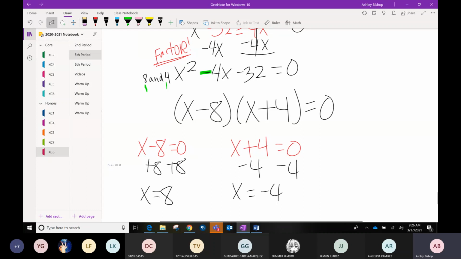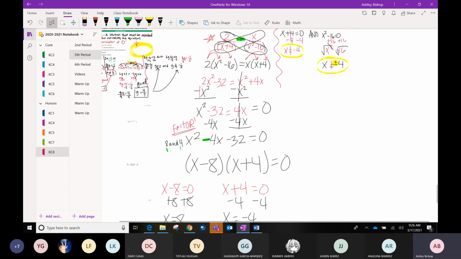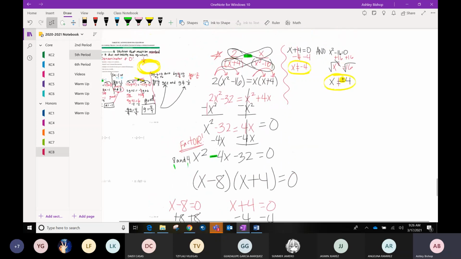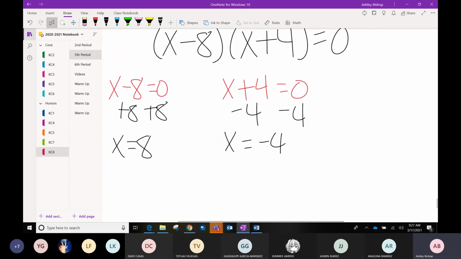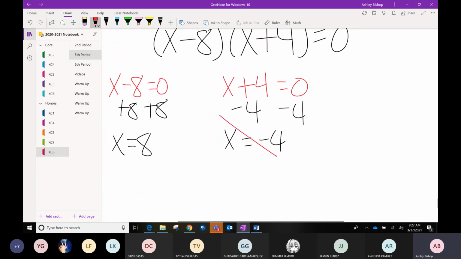I'm almost done. I need to make sure that this follows the rules. In the beginning of the problem, you set up the rules. You said x cannot equal -4. But one of my answers was x equals -4. So you need to reject that solution.